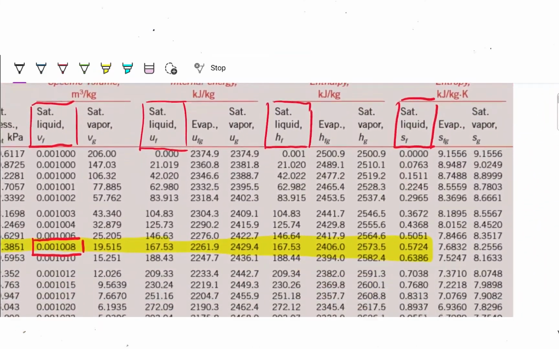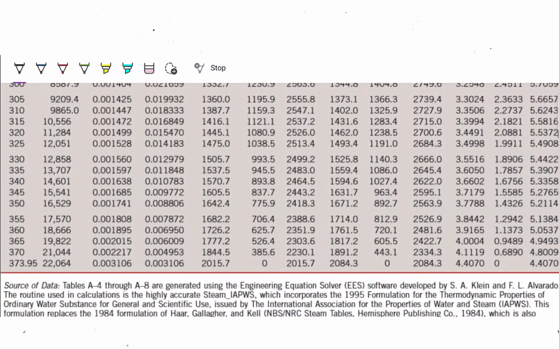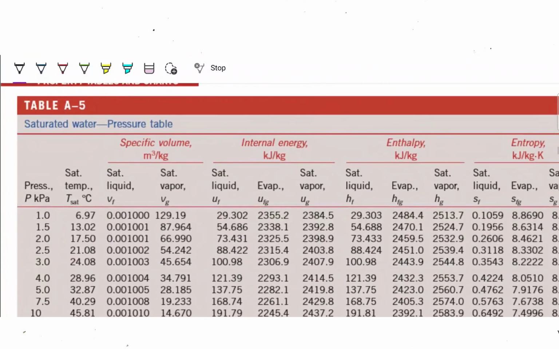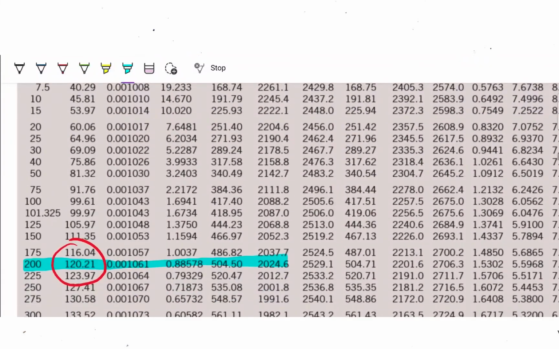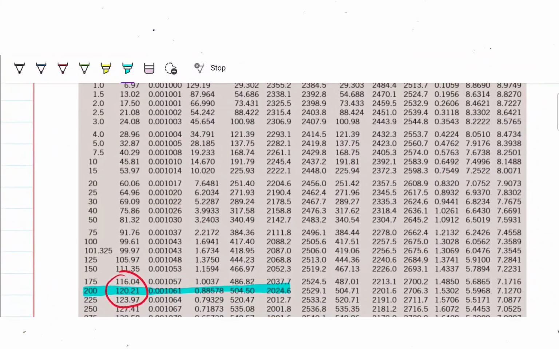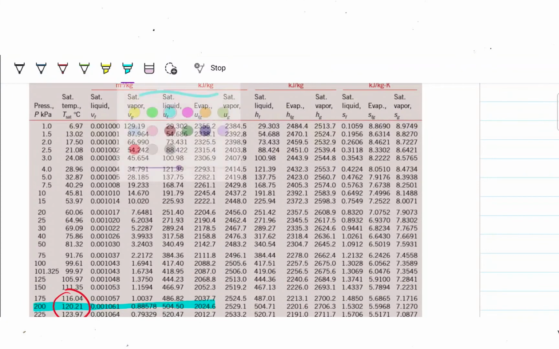So this is the temperature table. This is also temperature table. And here you go, pressure table. I'm going to look for 200 kilopascals and just read off what is the, oh, we had done already, right? When we were doing our exercise. So there you go. At 200 kilopascals, my saturated temperature, Tsat, is 120.21 degrees Celsius.